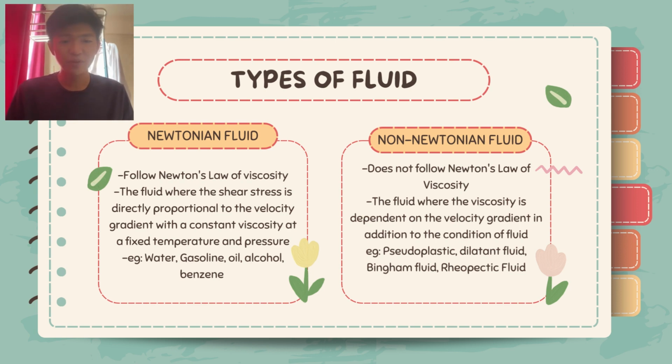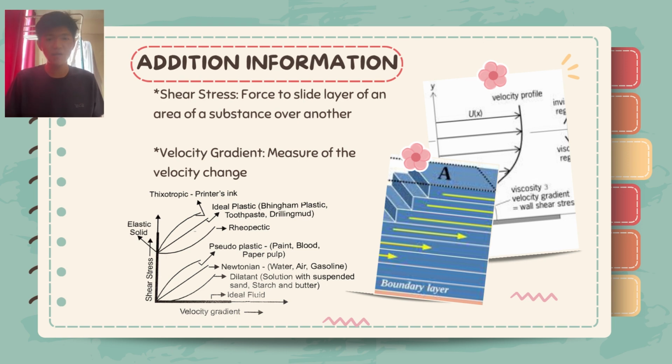For example, pseudoplastic, dilatant fluid, Bingham fluid, and rheoptic fluid are the non-Newtonian fluids. Just now I have mentioned the terms shear stress and velocity gradient. So what are they actually? Shear stress is the force to slide layers of an area of a substance over one another.